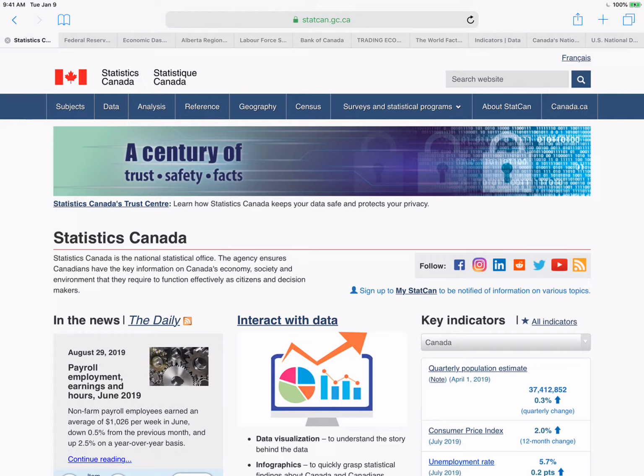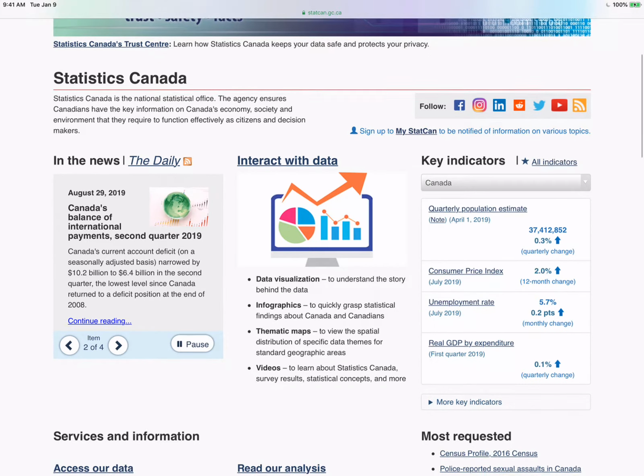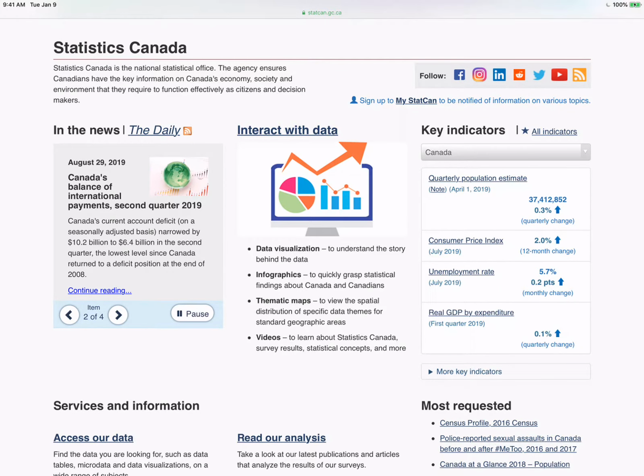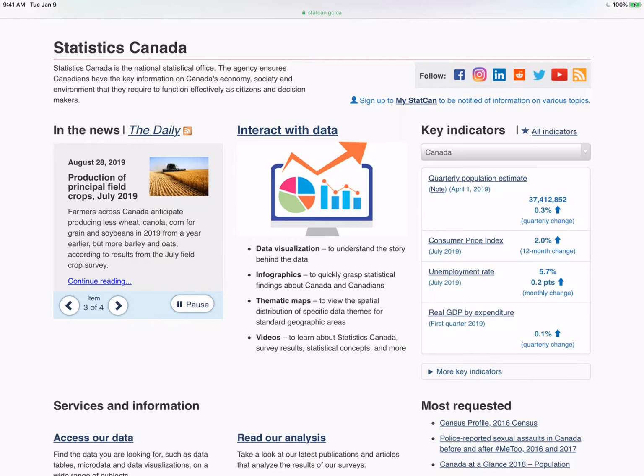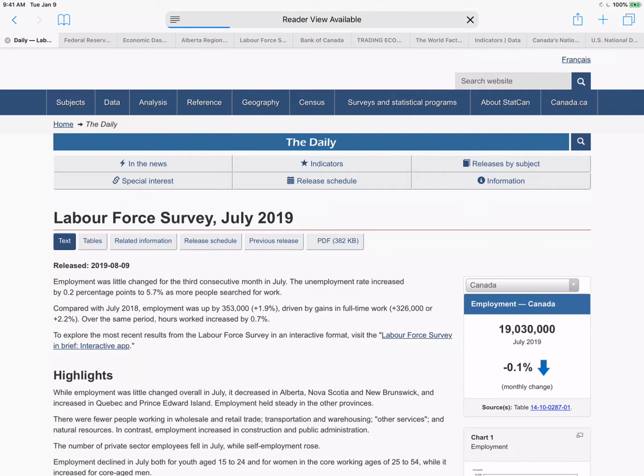So first, let's look at the Statistics Canada website. And we're here on the main page of the Statistics Canada website. We can see from the key indicators on the right, we can find the population of Canada. So we can see there's about 37 million people in Canada. We can also find the unemployment rate countrywide by looking here. And if we click inside that unemployment rate, we can look at it by province.